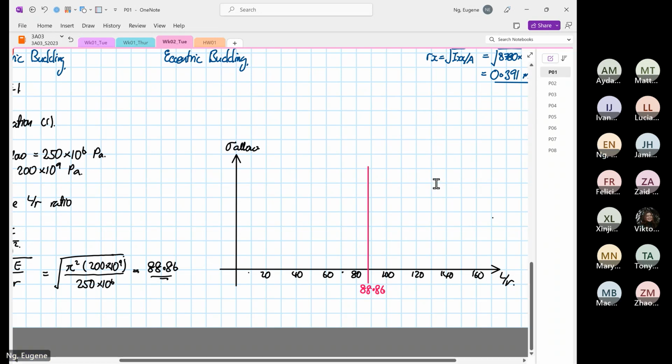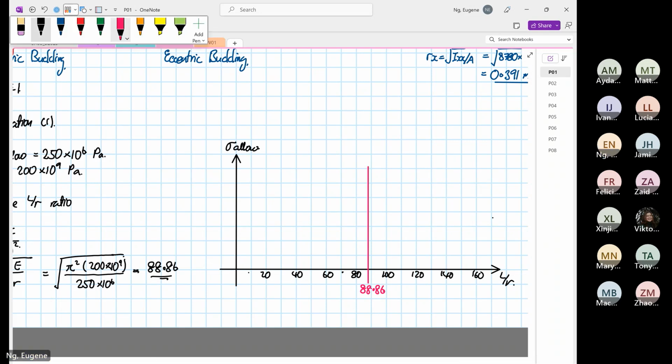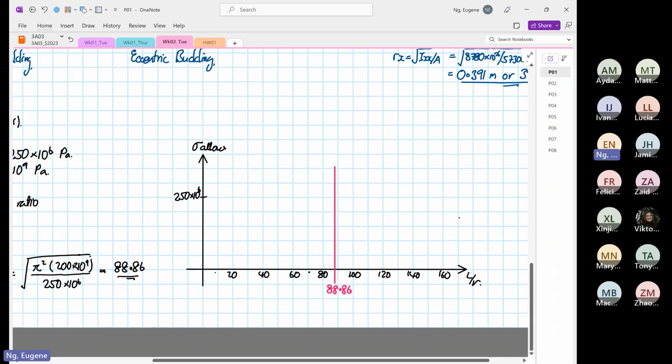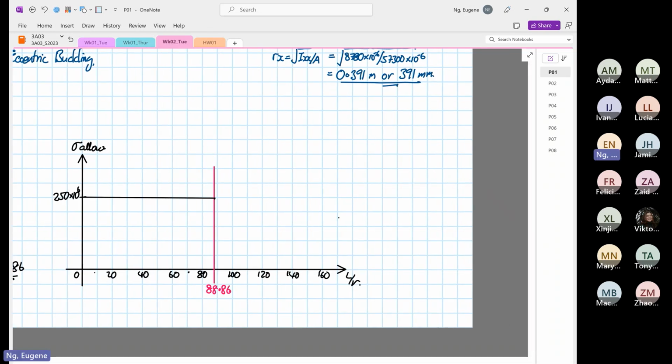88.86. So we again have a yield of 250 times 10 to the power 6. Okay. So at 88.86, what does it actually mean? So when it's from 0 to 88.86, I'm going to sketch a horizontal line. Then beyond 88.86, we are going to have a slope coming down.